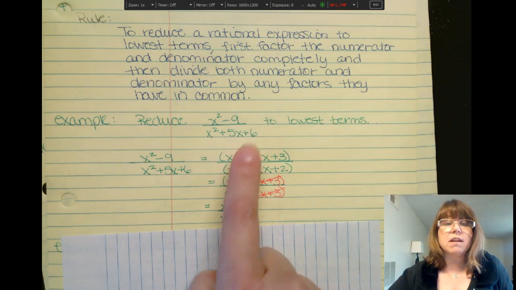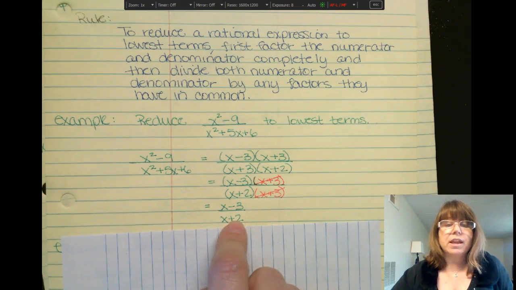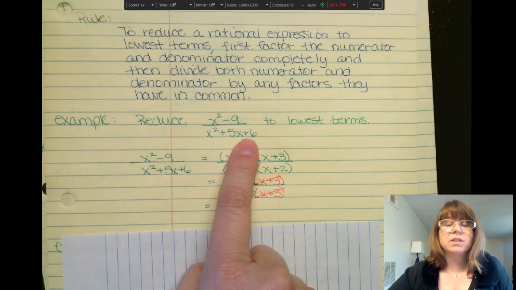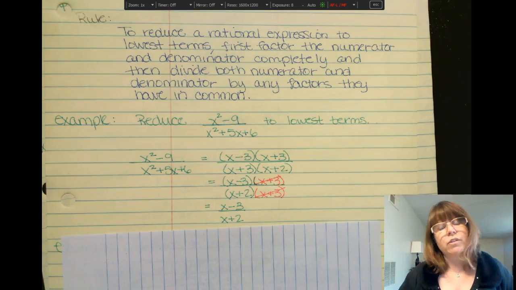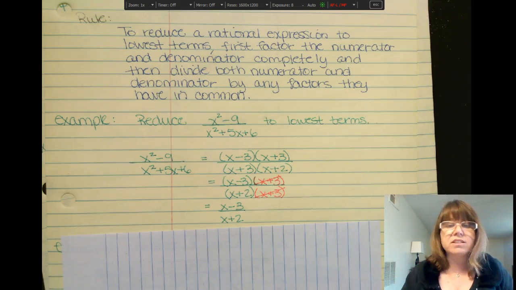X minus 3 is not a negative 9. And x plus 2 is not a 5x plus 6. So be very careful. Factor first. Just don't look at it and say cross, everything's gone. No, you have to factor it first.